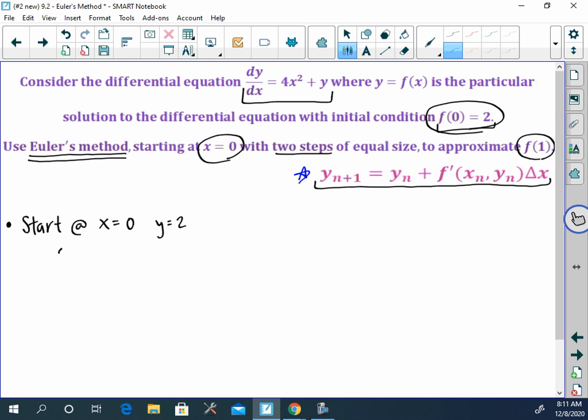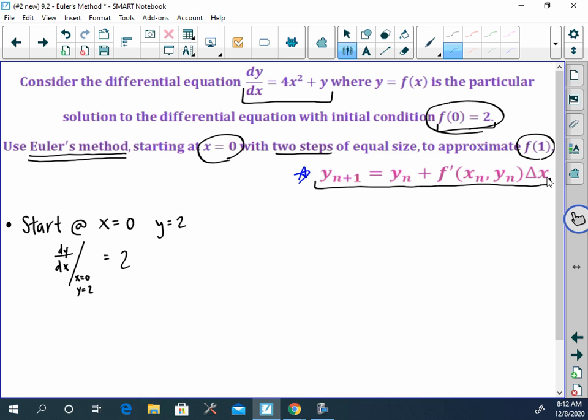And then we can find what our dy dx is at that spot. So if I find dy dx at x equals 0, y equals 2, we're just plugging into this equation, right? So if x equals 0, this goes away, y equals 2, we just get 2.